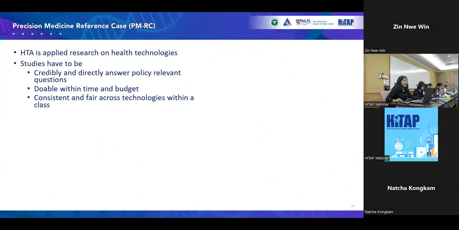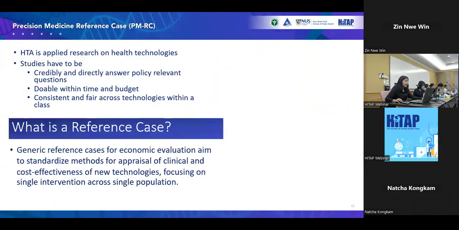So, like clinical guidelines, HTA is applied research on health technologies, and studies have to be credible and directly answer policy relevant questions, and it should be doable within time and budget, and there should be consistent and fair across technologies within a class. So like any clinical guideline, reference cases both lead and follow practice. Knowing patient technology is essential to knowing how to process.